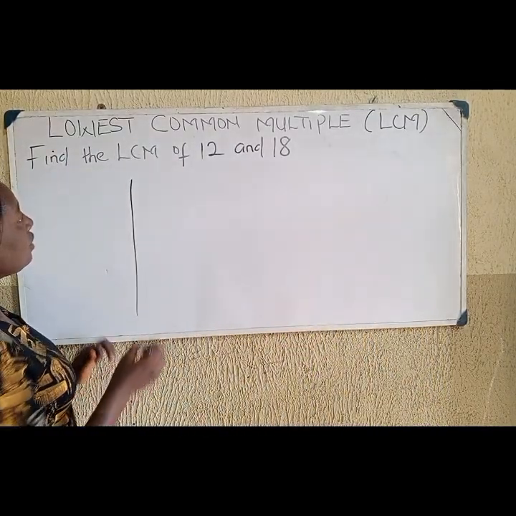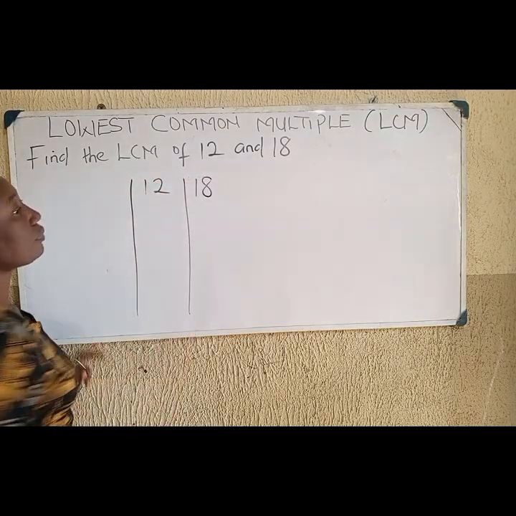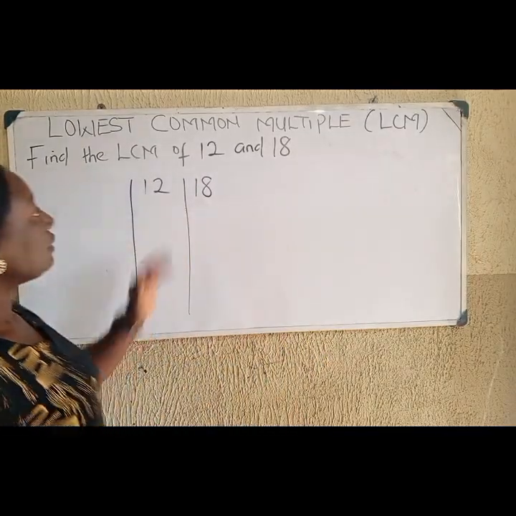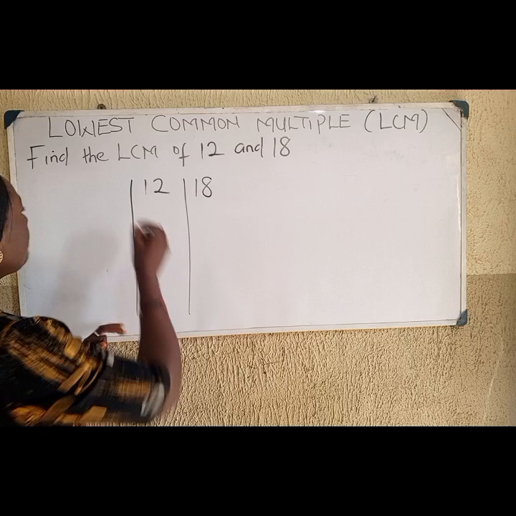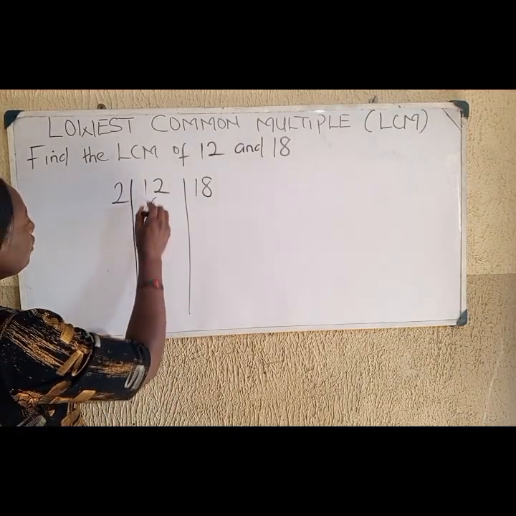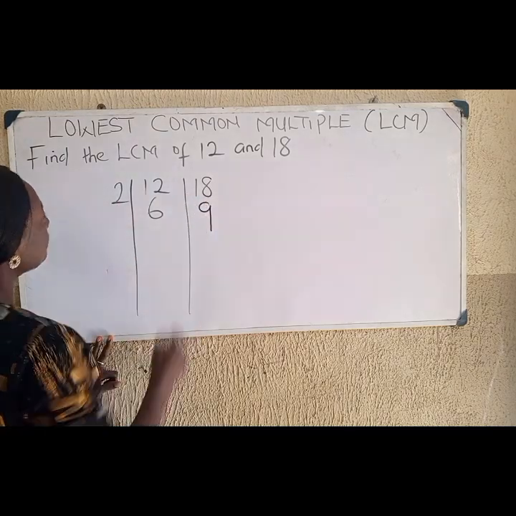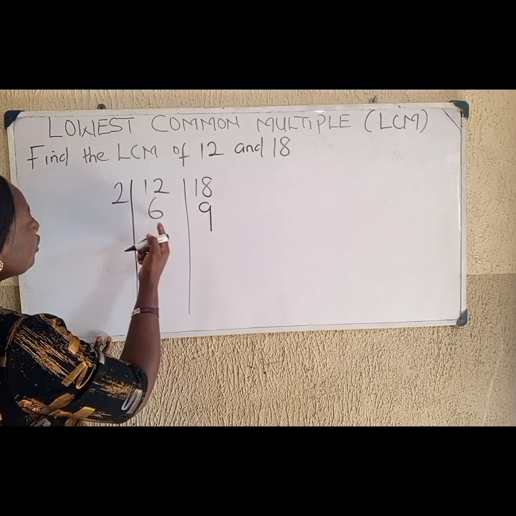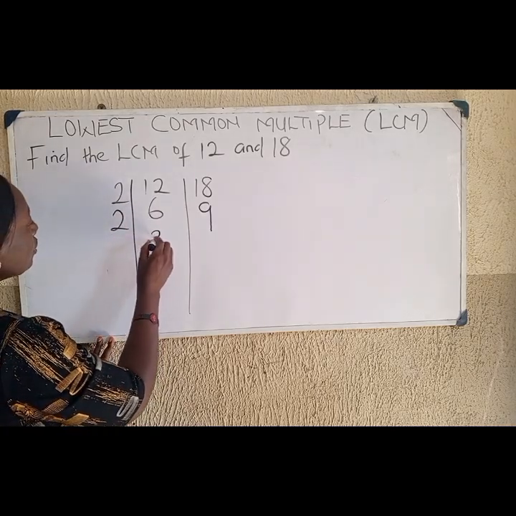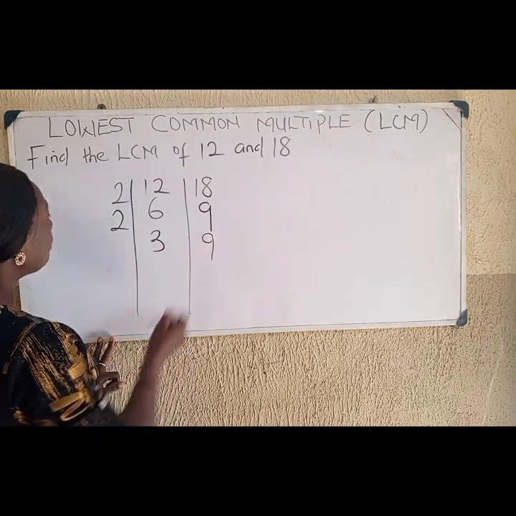To find the LCM, I have 12 and 18. I will use the prime numbers to divide these numbers. The least prime number I will check is what? 2. 2 into 12 will give us what? 6. 2 into 18 will give us what? 9. Now I still have an even number here, so 2 can go again. 2 into 6 is what? 3. 2 cannot go into 9 without remainder, so I'll bring it down.